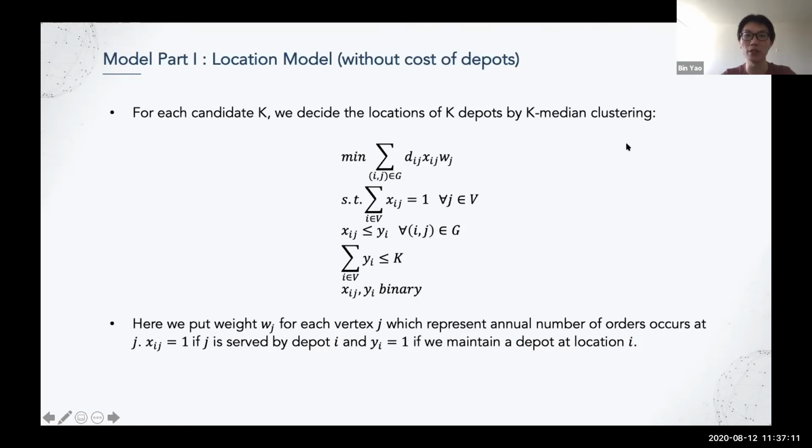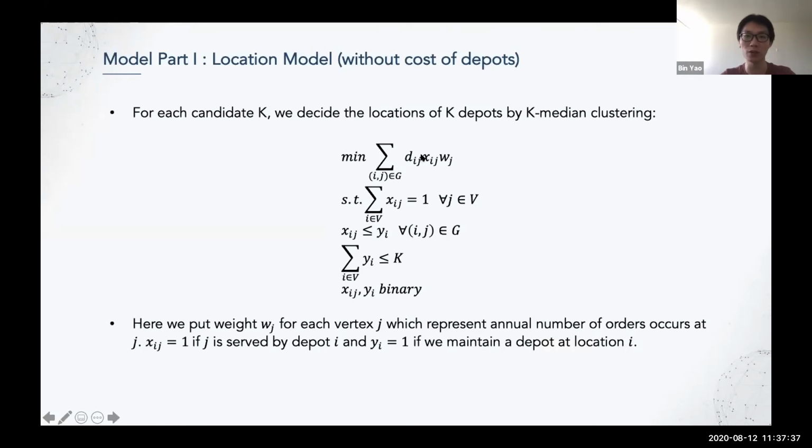So we want to first introduce our location model. We use k-median clustering. This is the integer programming formulation we have. Here, d_ij is the distance between i and j. And we also put a weight w_j that reflects the demand at customer j. Basically, when a customer has greater demand, it has higher weight.